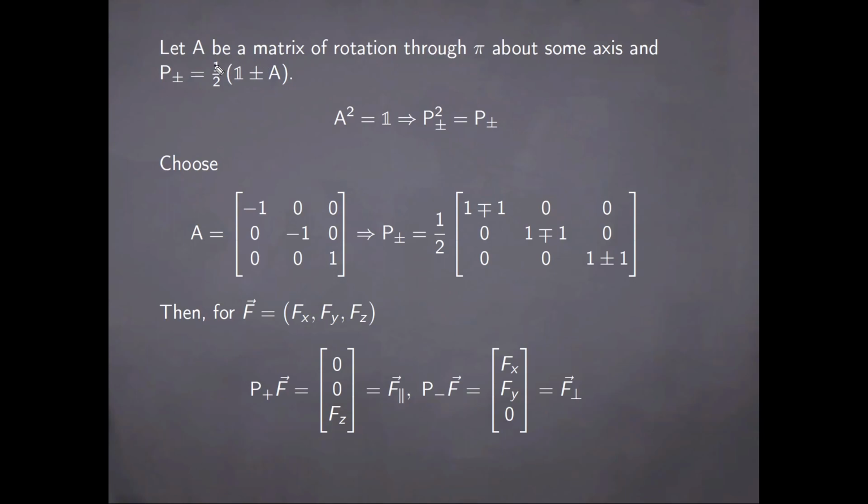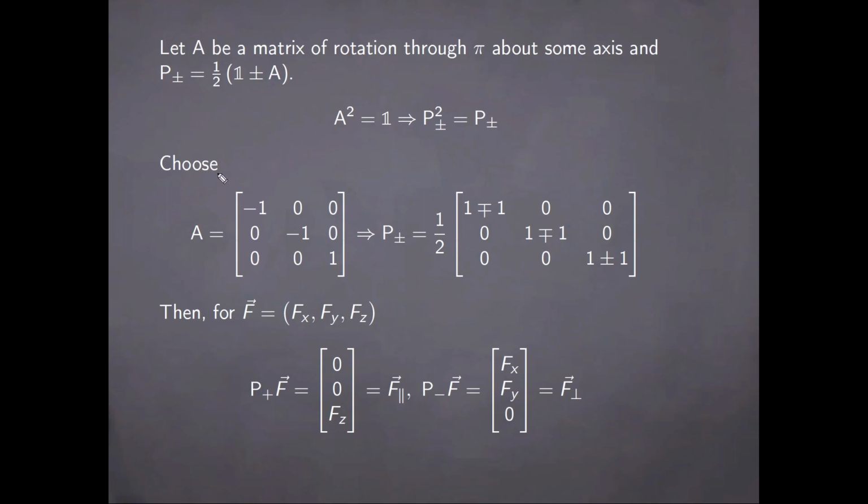Consider now that the matrix A corresponds to a rotation through an angle pi about some arbitrary axis, and define the matrices B plus-minus as the scalar 1 over 2 multiplying the identity matrix plus-minus the matrix A. As applying A twice leads to the identity matrix, it follows immediately that the square of either of these matrices, so the square of B plus or B minus, is equal simply to B plus or minus respectively.